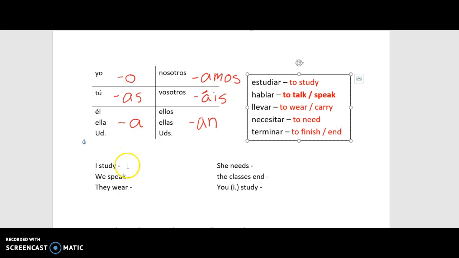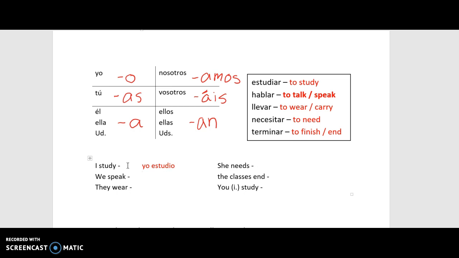Let's go down here. I study. Okay, so I study. I is yo. Study, the verb is estudiar, but you're going to get rid of the AR. Bam, bam. And you're going to add the new ending. Yo gets O. Yo estudio.